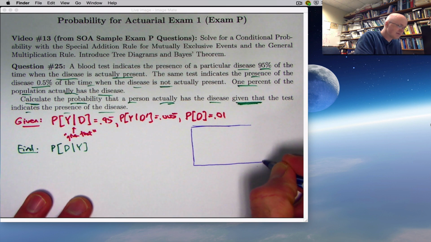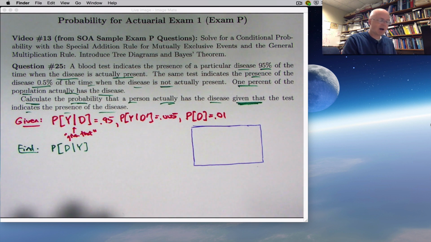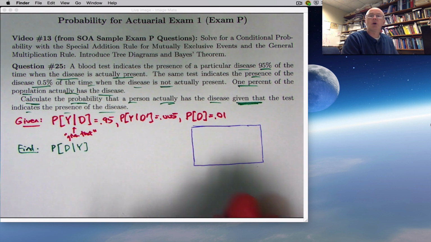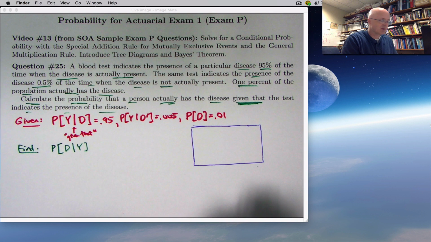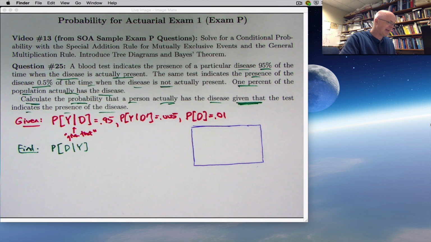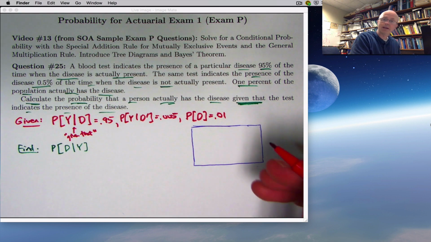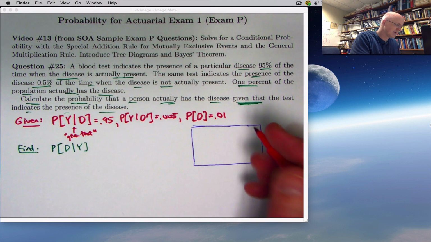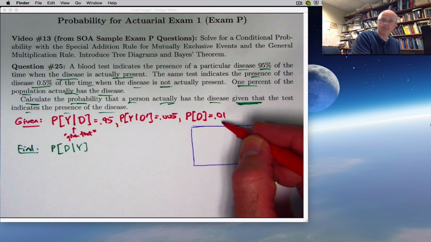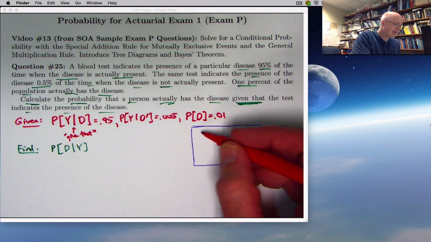So you draw a box here, and I'm going to pretend this box is where everybody in the whole world is standing inside. Okay, pretend that. And I'm going to break the box up into pieces, first of all, based on whether they have the disease or not. Now, only 1% of the population, 1 out of every 100 people, have a disease.